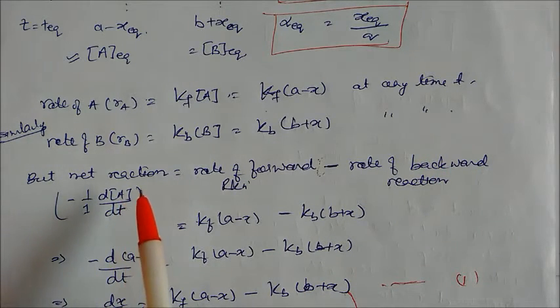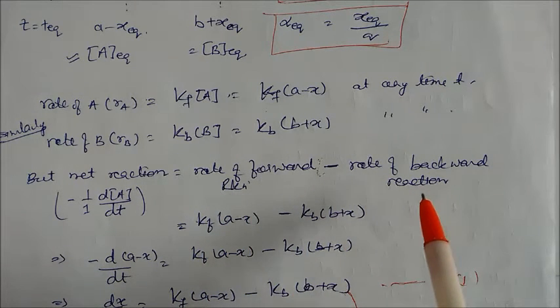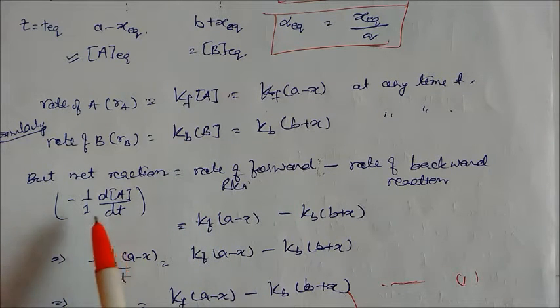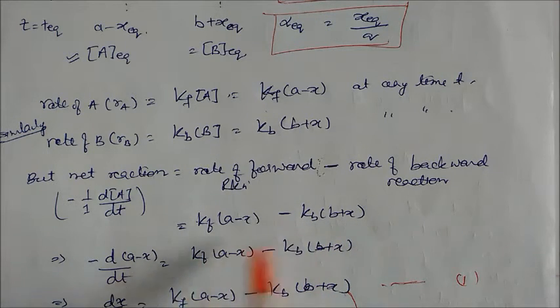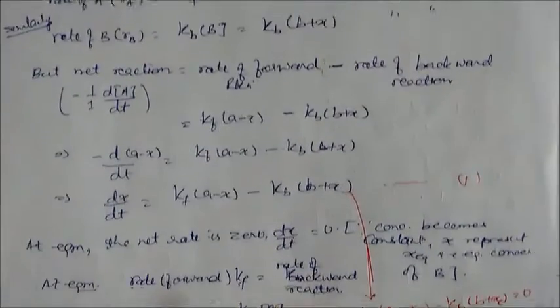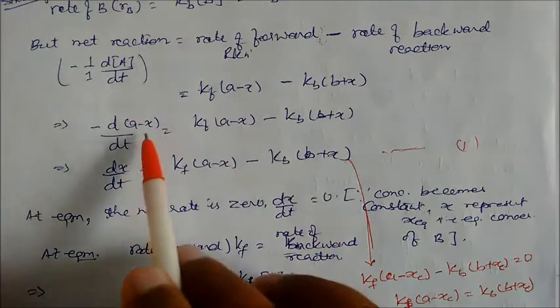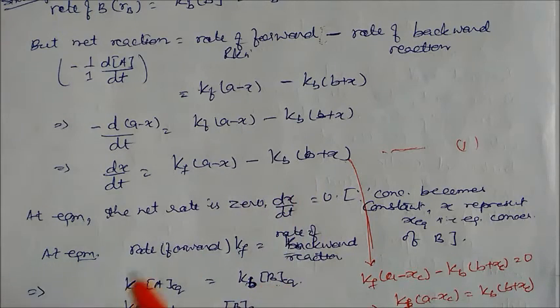But what is the net reaction? The net reaction will be the rate of forward reaction minus the rate of backward reaction. So the net reaction is minus dA by dt, that is Kf into (A minus X) minus Kb into (B plus X). We can write it like this: minus d(A minus X) by dt will be equal to Kf (A minus X) minus Kb into (B plus X), and this is nothing but plus dx by dt, which equals Kf into (A minus X) minus Kb into (B plus X).